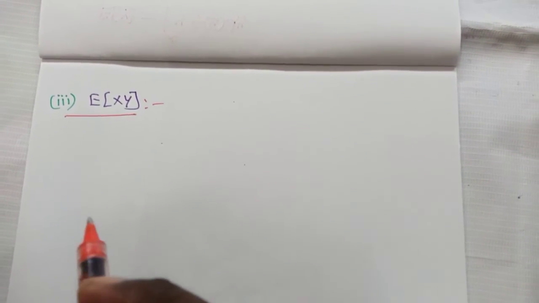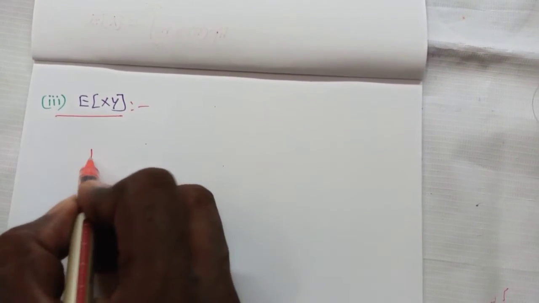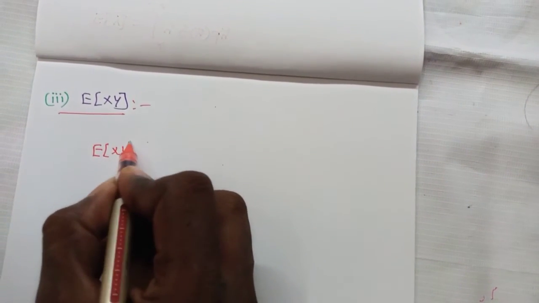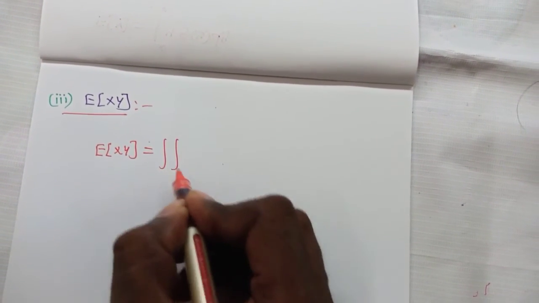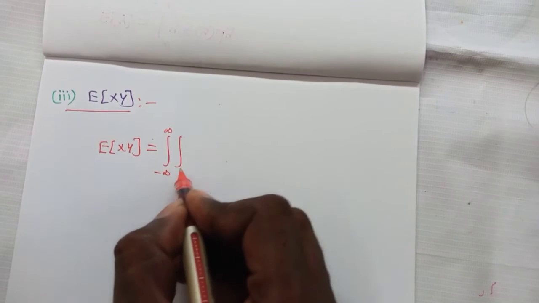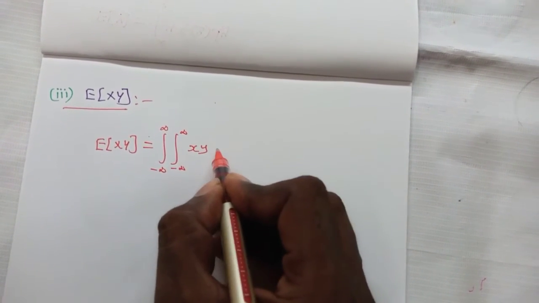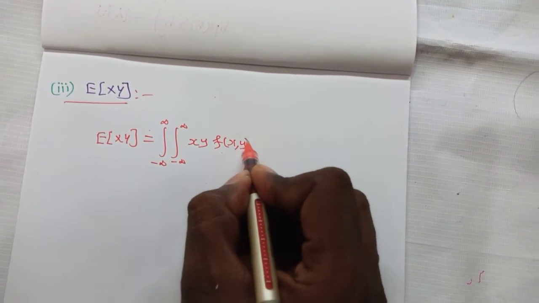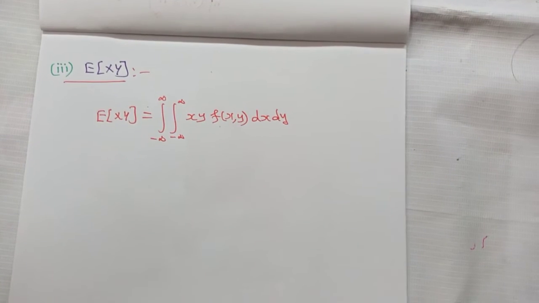Okay, so the third question, I want to find out E of xy. Now the formula for E of xy: it is a continuous random variable, so with two random variables, it is a double integral from minus infinity to plus infinity of xy into f of x comma y into dx dy. So this is the formula for E of xy.